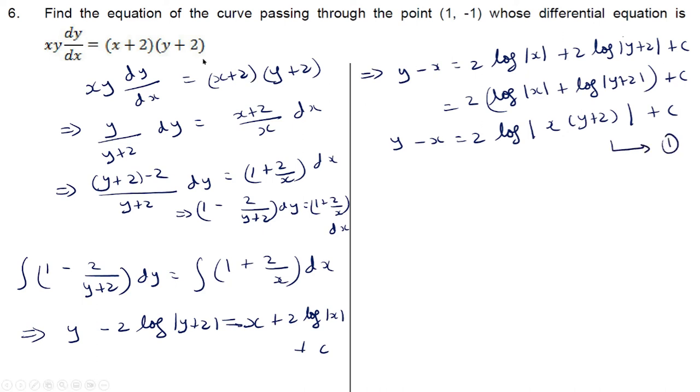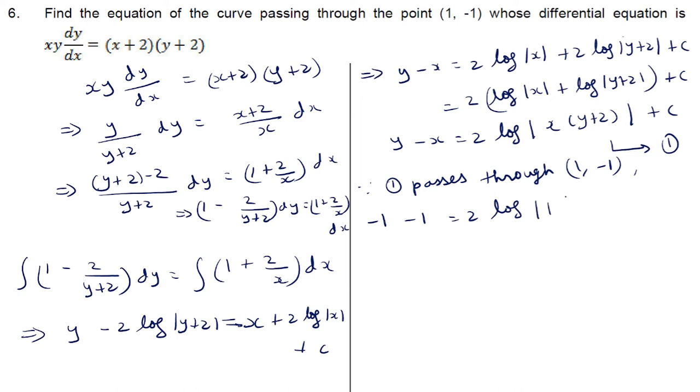Now it is given, we need to find the equation of the curve which passes through this point 1 comma minus 1. Since 1 passes through 1 comma minus 1, we can substitute x as 1 and y as minus 1 and we can find c. Minus 1 minus 1 equal to 2 into log mod 1 into minus 1 plus 2 plus c, or minus 2 equal to 2 into log of 1 into 1, which is 1, plus c. This is 0. So from this we get c is equal to minus 2.